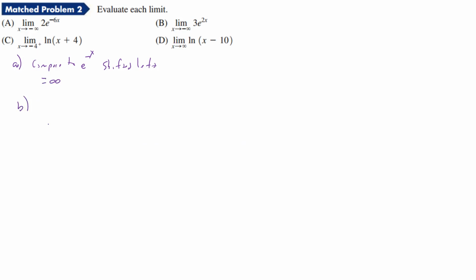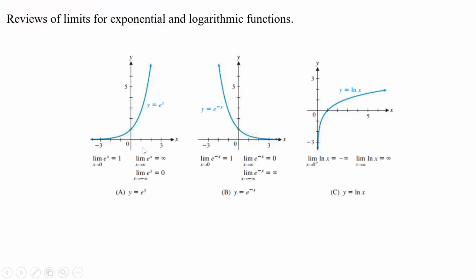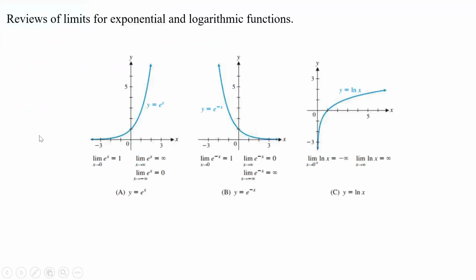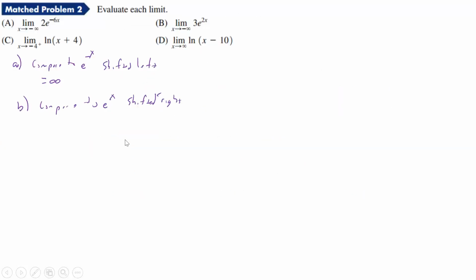What about b? Well, here we're going to compare to e to the x, and this time it's going to be shifted to the right. And so when we do that, we're going to go to negative infinity. And so we have e to the x, we've shifted to the right, and we're going to, what was it again? Negative infinity. It's going to go to 0. So that's going to equal 0.